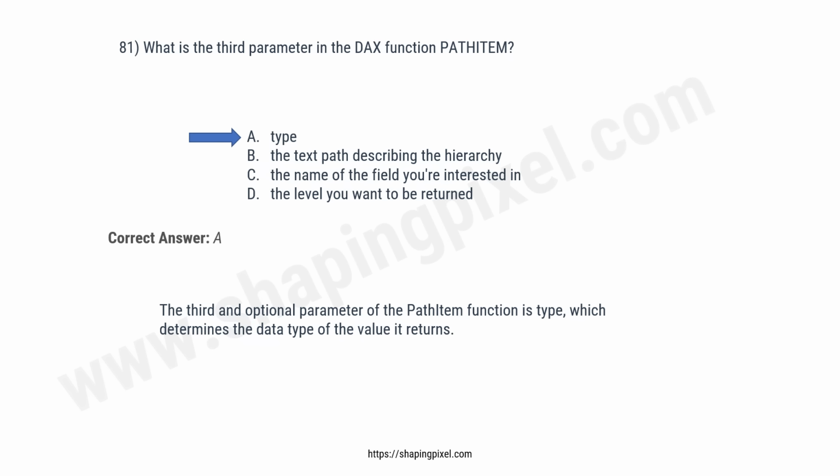The third and optional parameter of the path item function is type, which determines the data type of the value it returns.